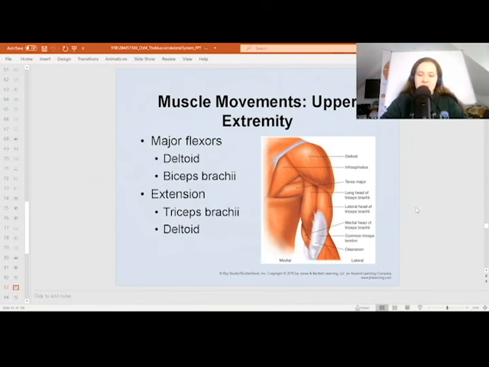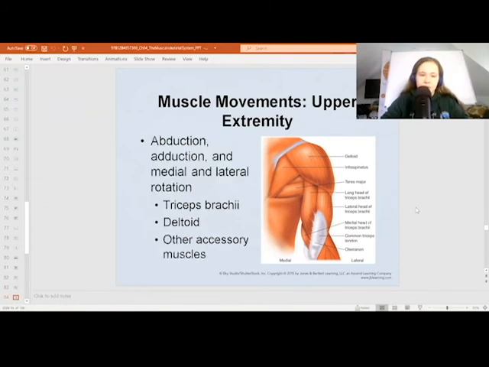A lot of injuries are involved in sports medicine, especially. You will get to know deltoids. You will see a lot of torn deltoids, a lot of torn biceps, and rotator cuff problems galore with sports medicine. Abduction, adduction, and medial and lateral rotation: triceps brachii, deltoid, other accessory muscles.